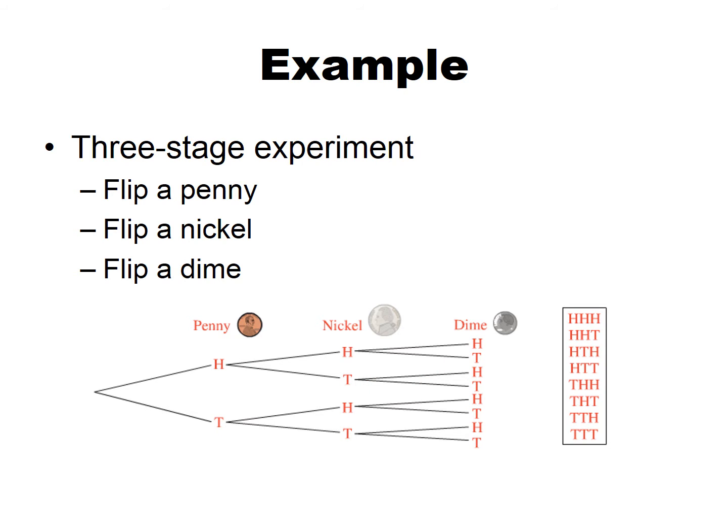For instance, this first outcome is heads, heads, heads, or written as just HHH. The next one would be heads, heads, tails, HHT, and so on and so forth. So there's all of our possible outcomes. We could count those, and we'd see there's 8 different outcomes. But in a bit we'll see a simpler way of counting those outcomes than having to list all of them with a tree diagram like this.